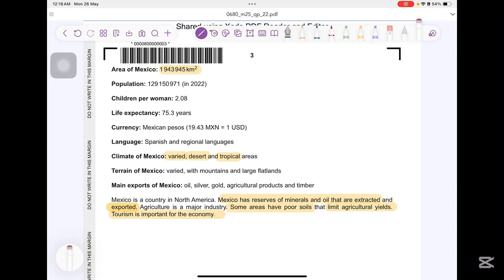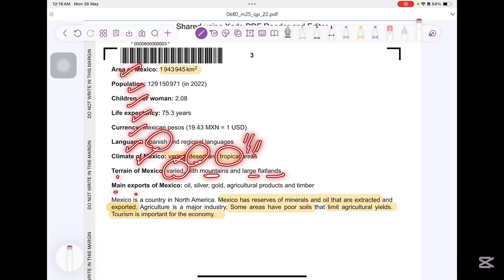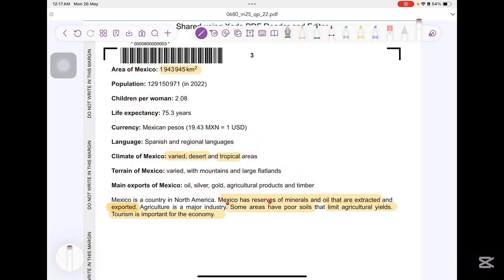So this page speaks about the area of Mexico, the population, the children, the life expectancy, the currency, the language, they speak Spanish. Climate of Mexico, it's varied, deserted and some tropical due to the rains. Okay, good, we got terrain, and that's varied with mountains and large flatlands. Main exports are oil, silver, gold, agricultural products like crops, and timber. Nice. Mexico is a country in North America. Mexico has reserves of minerals and oil that are extracted and exported for what? For money. Okay. Agriculture is a major industry. Some areas have poor soils that limit agricultural yields. Tourism is an important thing for the economy. Okay.